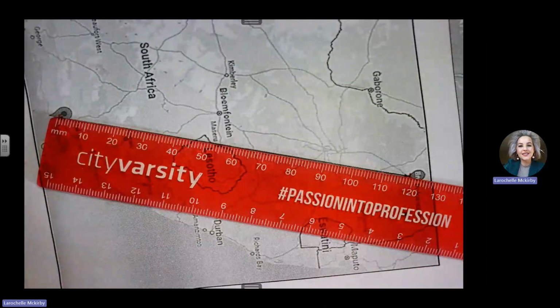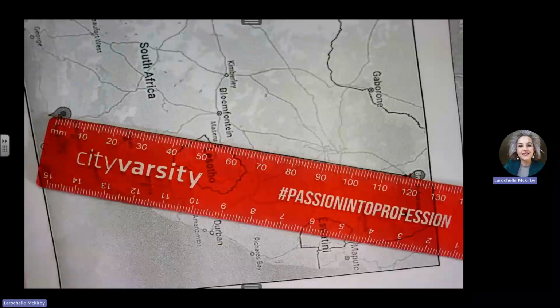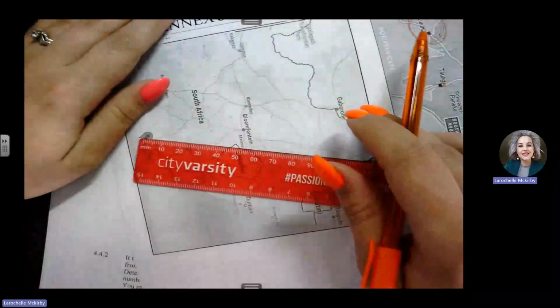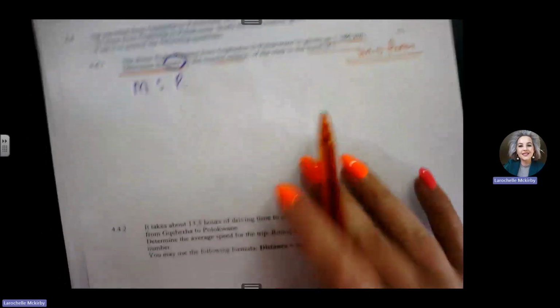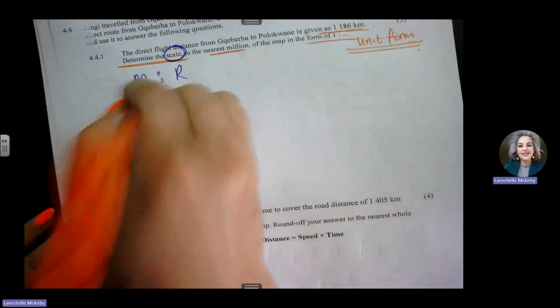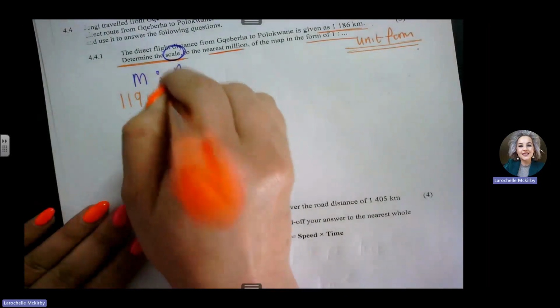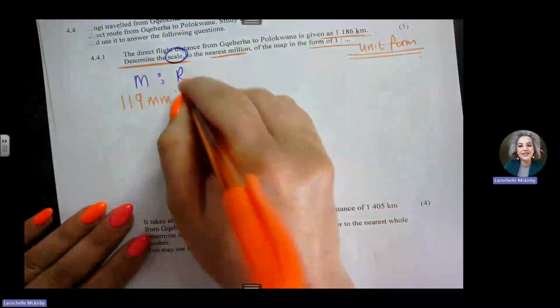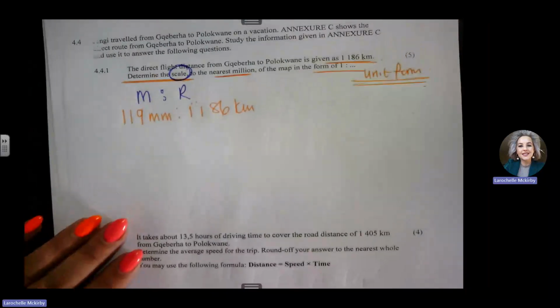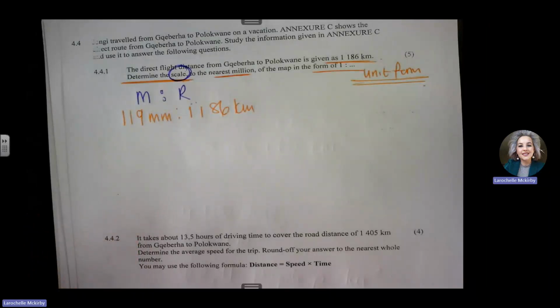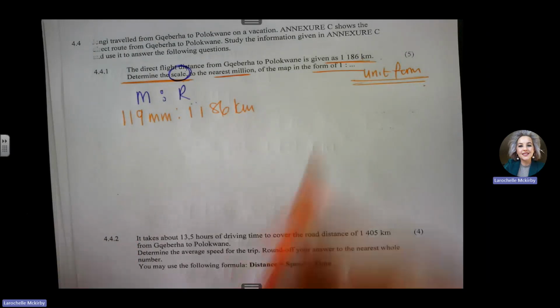Okay, so again, when measuring things like this, please be as accurate as possible, but we do allow some deviation, but don't rely on the deviation. Measure as accurately as possible. So if you maybe say it's 120, or if you maybe say it's 118, then it's fine. We can go with that, but I will do my calculations as 119 millimeters. And from reality, it is already measured for me: 1,186 kilometers.